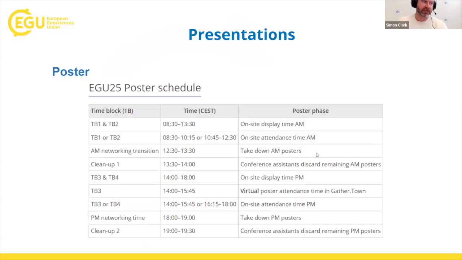Afterwards, there'll be a period to take them down. If they're not taken down by the end of this transition period, so for the morning time blocks, that's 1:30, they'll be discarded by the conference assistants. So if you don't want to bring your poster home, you could just leave it up and it'll be thrown away. If you want to keep it, please make sure you take it down.